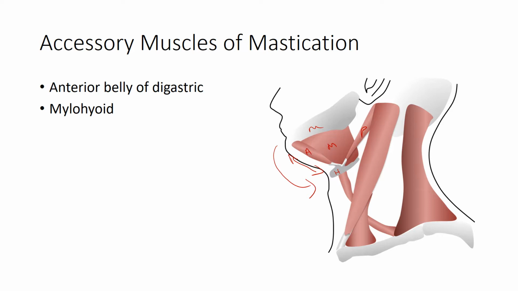And interestingly, both of these muscles, the anterior belly of the digastric muscle and the mylohyoid muscle, are innervated by the trigeminal nerve, which is also the nerve that innervates the muscles of mastication. The posterior belly has a different innervation by the facial nerve, and again is not one of the accessory muscles of mastication.